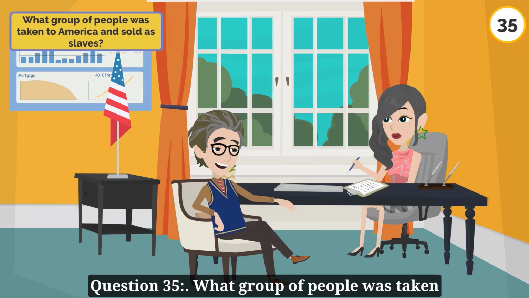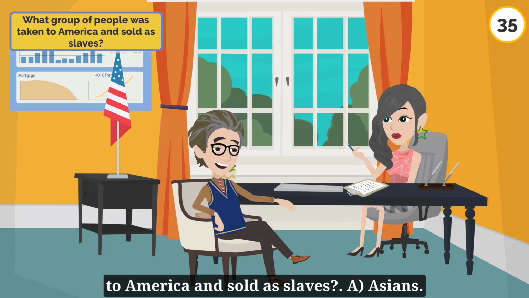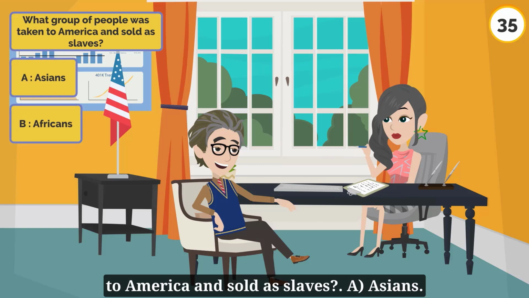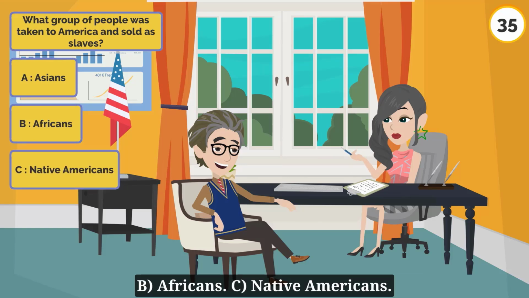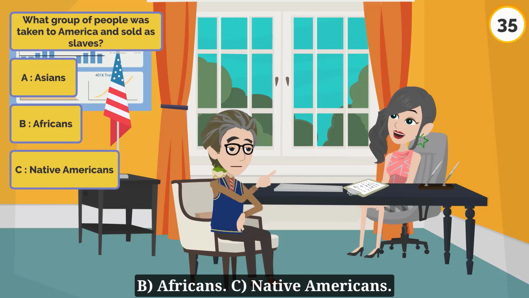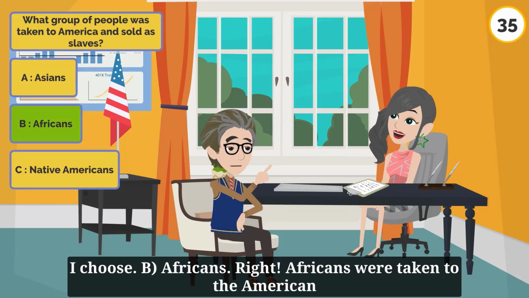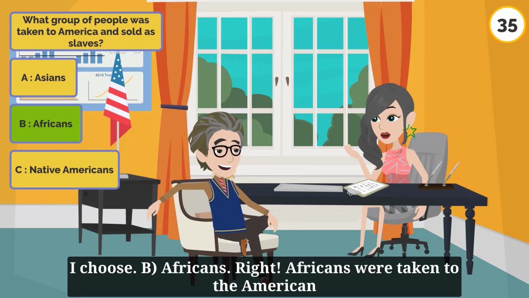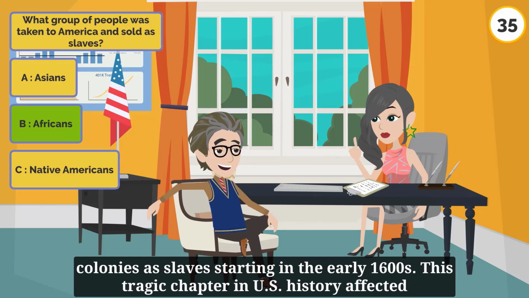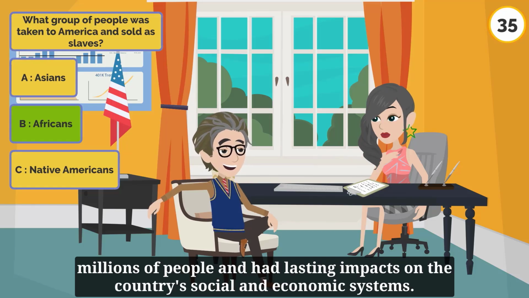Question 35. What group of people was taken to America and sold as slaves? A. Asians. B. Africans. C. Native Americans. I choose B. Africans. Right. Africans were taken to the American colonies as slaves starting in the early 1600s. This tragic chapter in U.S. history affected millions of people and had lasting impacts on the country's social and economic systems.